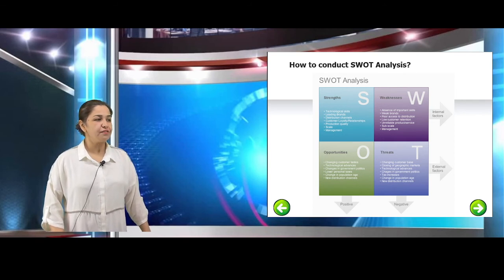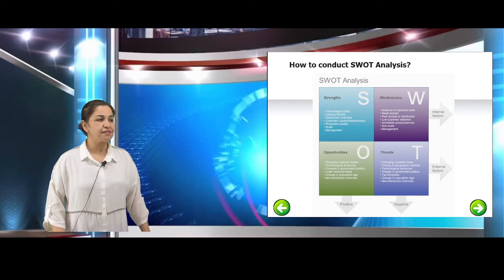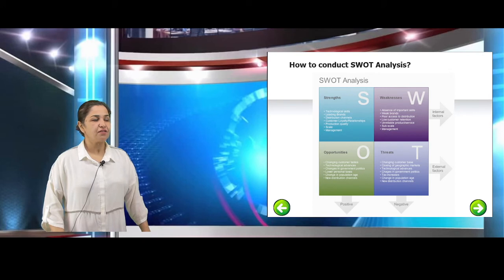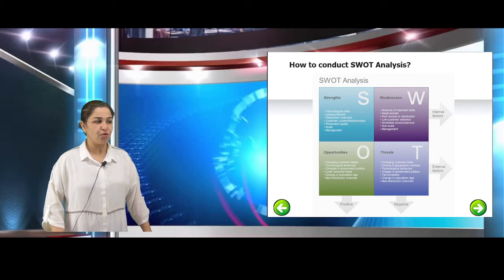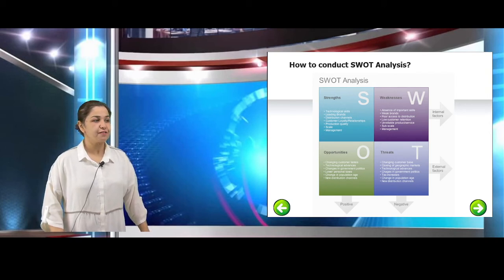Technological advances and changes in government politics can also affect the opportunities of the company. Lower personal taxes, changes in the population age, and new distribution channels can also affect the opportunities of the company. Opportunities can earn enough profit or benefits according to these levels.